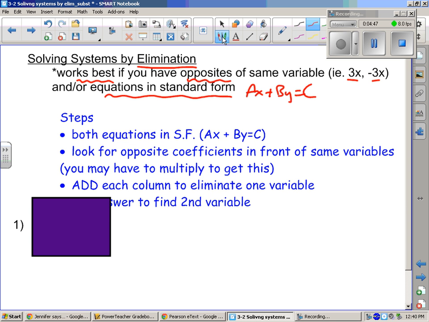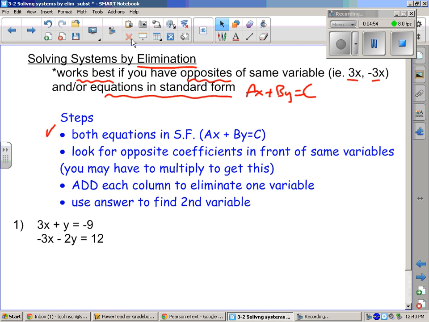All right, so both equations in standard form, we're going to do that. Then looks like these are both in standard form already. It's got the x, the y, and the regular number. We're looking for opposite coefficients. I see two opposites right here, 3x and negative 3x.